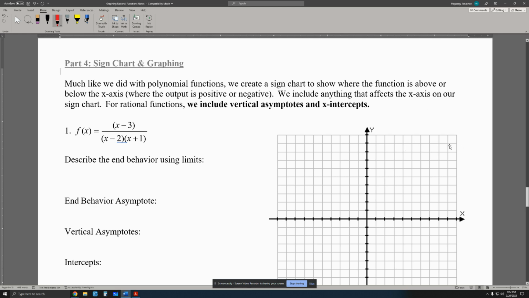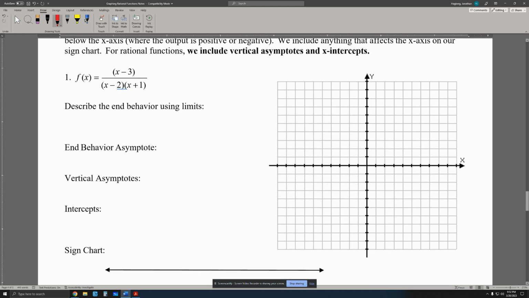All right, so we'll start with the function f(x). We're going to start by describing the end behavior using limits. Remember, that's the dominant term. The dominant term in the numerator is x. The dominant term in the denominator is x². So we can say that the limit of f(x) as x approaches negative infinity is the same as x over x², or 1 over x, and that's going to approach 0. So therefore, the limit of f(x) as x approaches positive infinity is also equal to 0, making our end behavior asymptote y = 0.